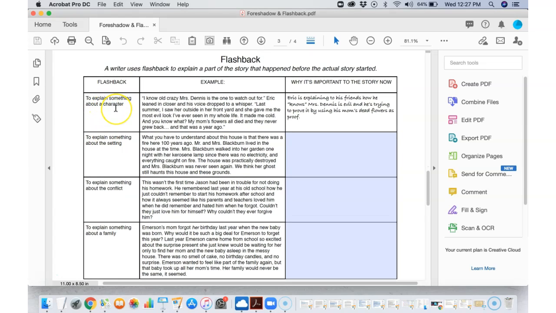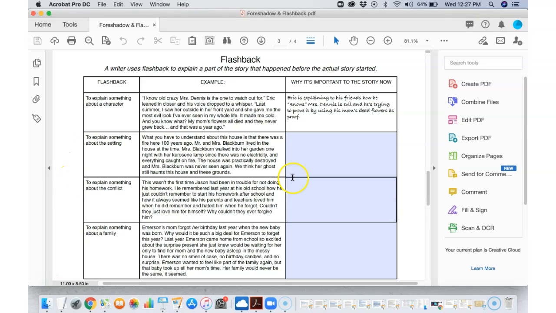So an author might use a flashback to explain something new about a character, maybe a writer uses flashback to explain something about the setting. Maybe a writer uses flashback to explain something about the conflict, or maybe even to explain something about a family, like a family situation, okay?